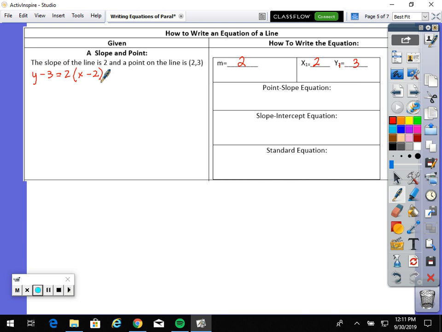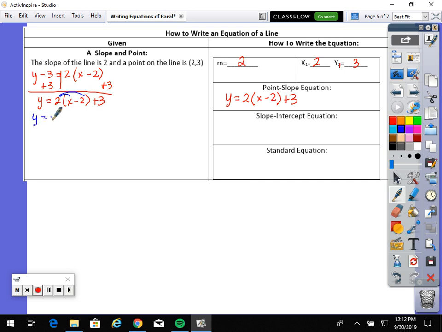And before I write it in my box, I'm going to move over the 3 so it's in transformation form. And so I get y equals 2 times x minus 2 plus 3. Now I'm going to move on and write it in slope intercept. So all I'm going to do, I've changed colors. I'm going to keep my equation right here, and I'm going to distribute my 2 into my parentheses so I can get it into slope intercept.